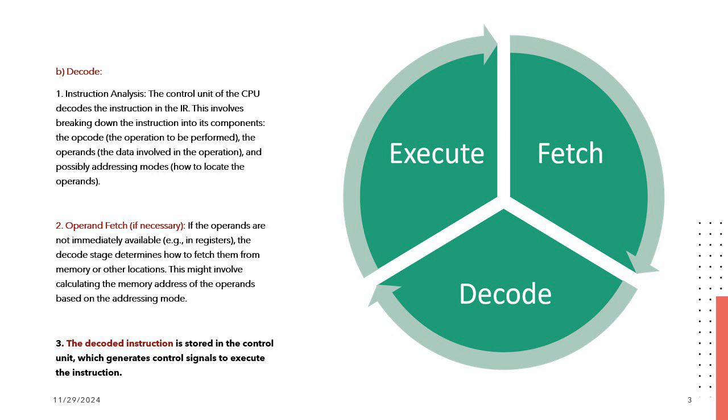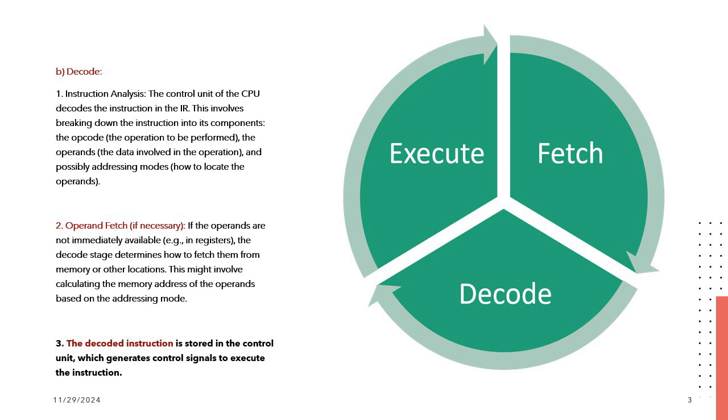Operand fetch. If the operands are not immediately available, the decode stage determines how to fetch them from memory or other locations. This might involve calculating the memory address of the operands based on the addressing mode. The decoded instruction is stored in the control unit, which generates control signals to execute the instruction.